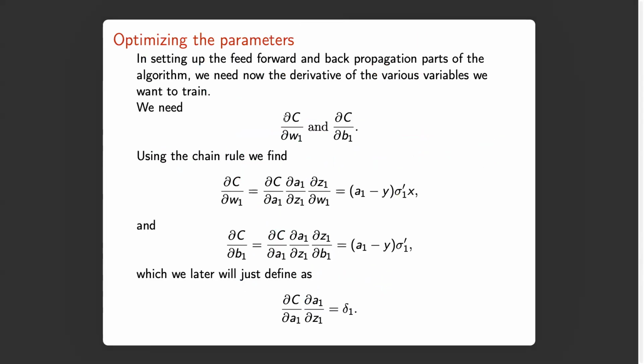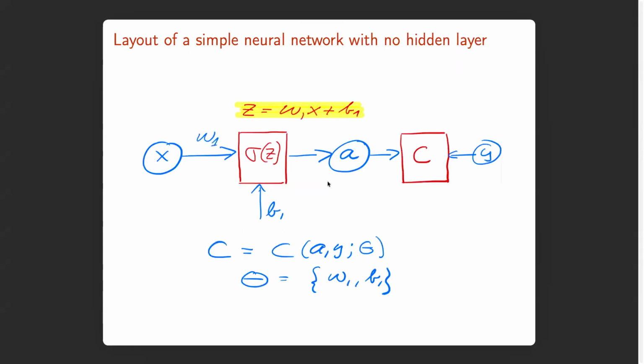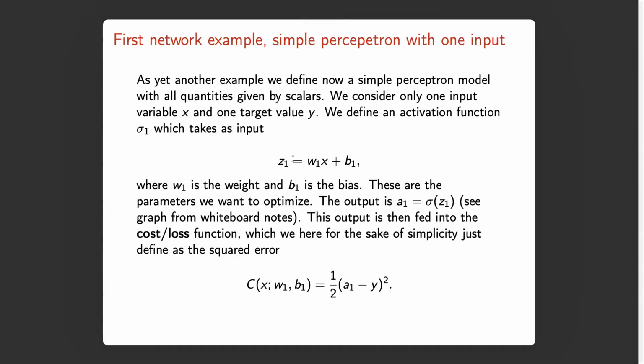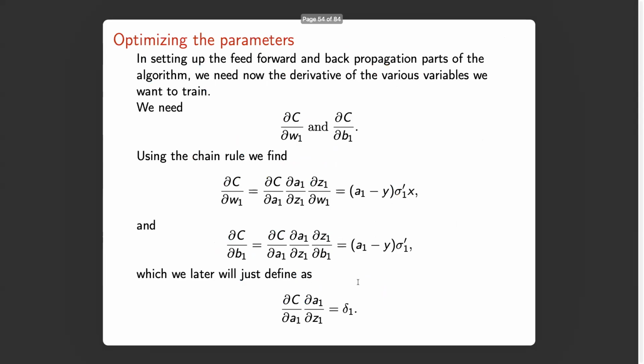And then what we needed is these two derivatives. And when we applied the chain rule, what we found then is that, if we now look back here, C depends on W1, but then the output is A1 through this function sigma, and this output comes in here. So when we take the derivative with respect to W1 or B1, then we have to use the chain rule to get to the expression which you see here.